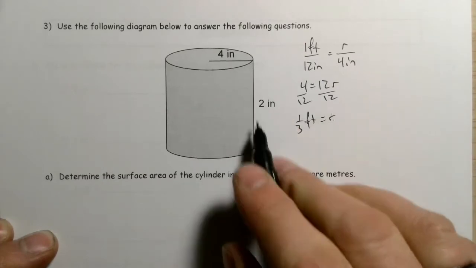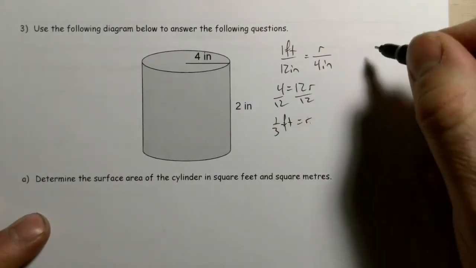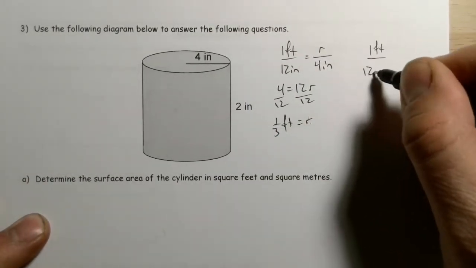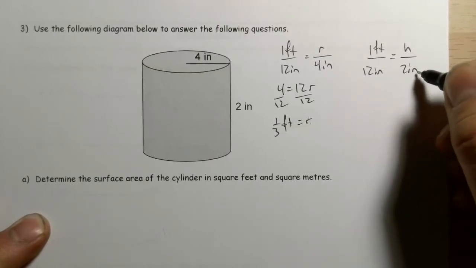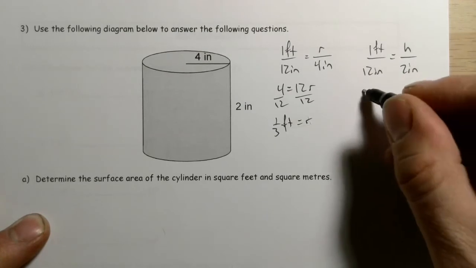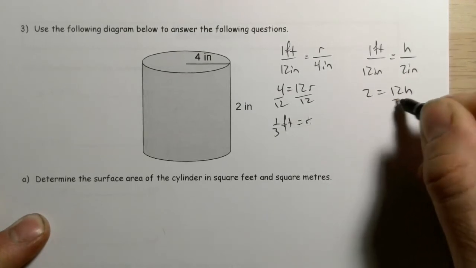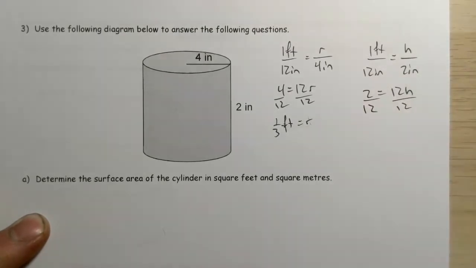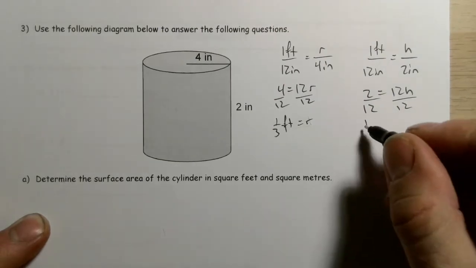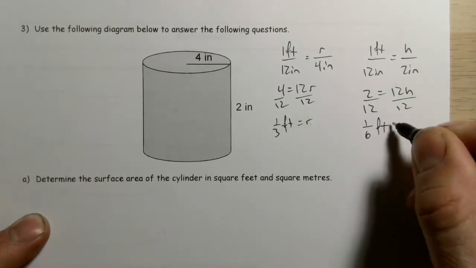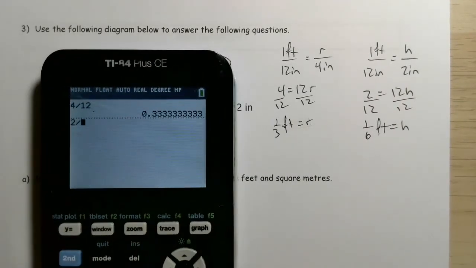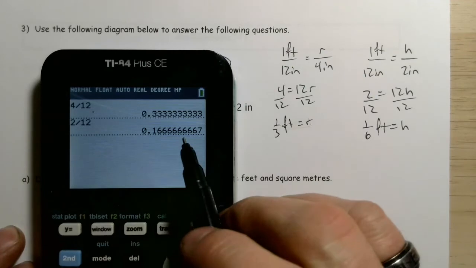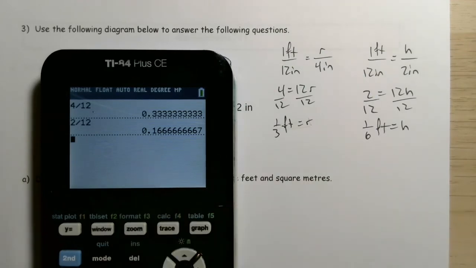Now, I also want to get my height there. So 1 foot over 12 inches is going to equal the height over the 2 inches. So cross multiply, 2 times 1 is 2, 12 times h, divide both by 12. And that's going to be 1/6. But again, I want to do that on my calculator, so we're going to go 2 divided by 12. And there's our decimal, 0.2, rounded.